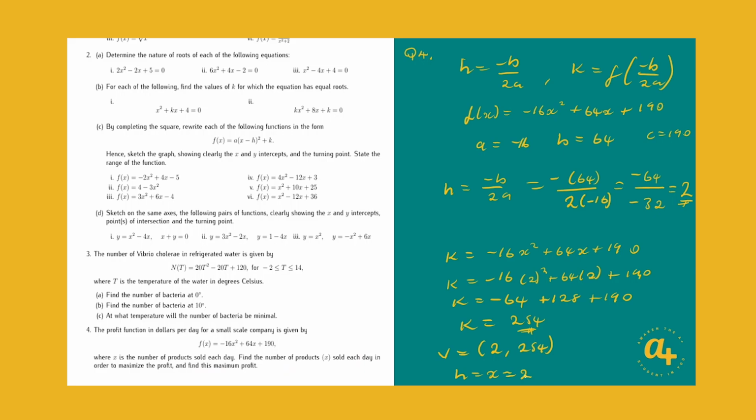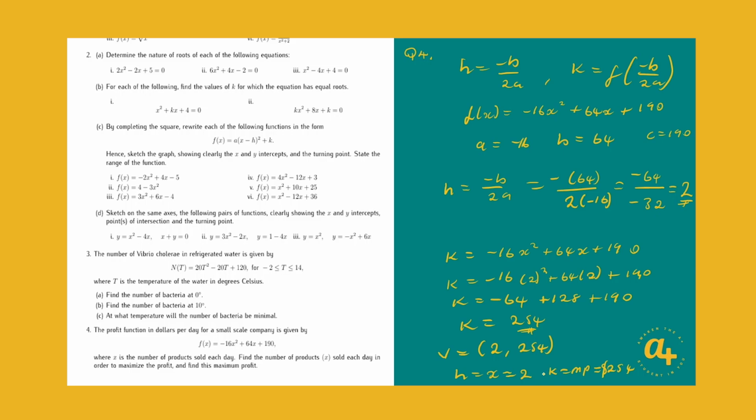Now, once we sell these 2 products, what's the amount of the maximum profit that we generate from selling these 2 products? We know that that value is given by k, and k in this case is 254. And because k is 254, that means that our MP, our maximum profit, is also going to equal 254. This is our final answer. So whenever we sell 2 products each day in order to maximize profit, the amount of profit that we are going to generate is $254.